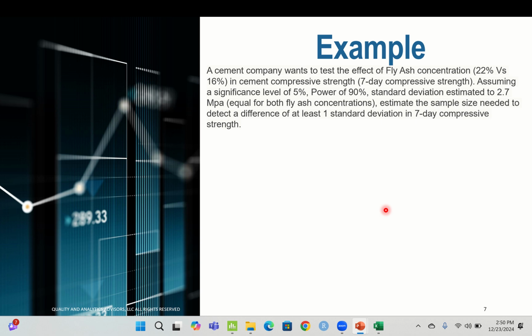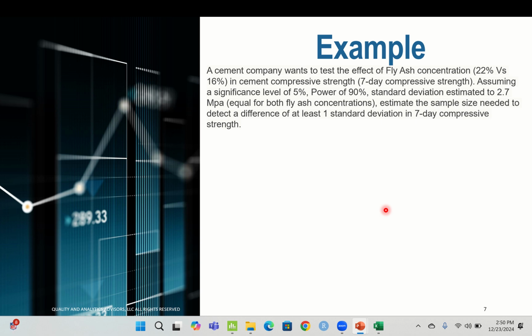I have an example so that we can relate the concept with a practical problem. It reads as follows: a cement company wants to test the effect of fly ash concentration at 22% versus 16% on cement compressive strength, which is measured at 7 days. Assuming a significance level of 5%, so they're giving us the alpha there, and a power of 90%. So we know that beta is 10% given this statement. Also assuming a standard deviation of 2.7 megapascal, that's how compressive strength is measured.